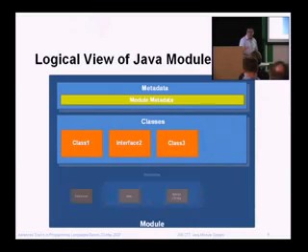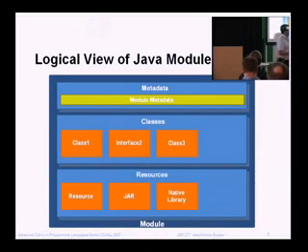Now let's look at what a Java module looks like at the logical level. The module has the metadata, which consists of the module's name, etc. And this is what makes the module self-describing. It also has the classes and resources that are part of the module. And in addition to that, the module can also have jar files embedded in it, as well as native libraries.